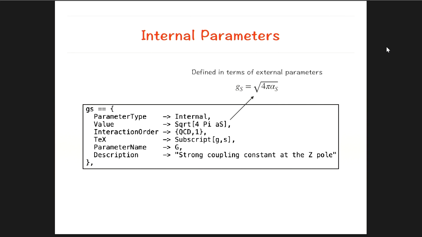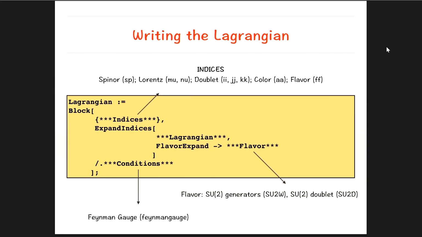So it is defined as square root of 4 pi alpha s, where alpha s you have defined as an external parameter, therefore the Gs is an internal parameter. Now with all these ingredients, you are there to write the Lagrangian. So this is the generic form, that you have a block, then you have all the indices.